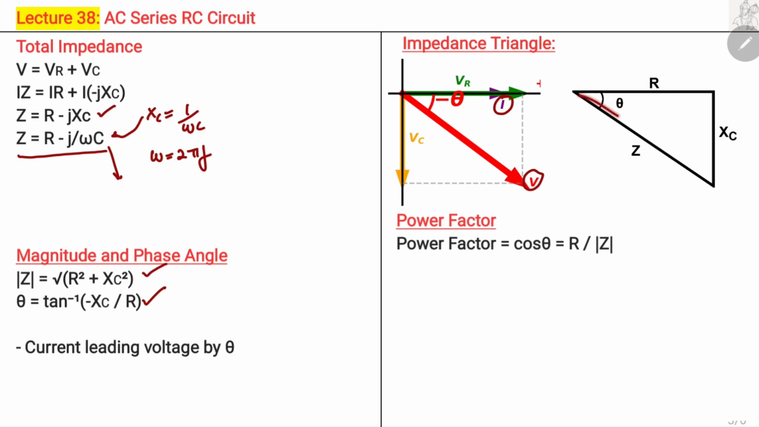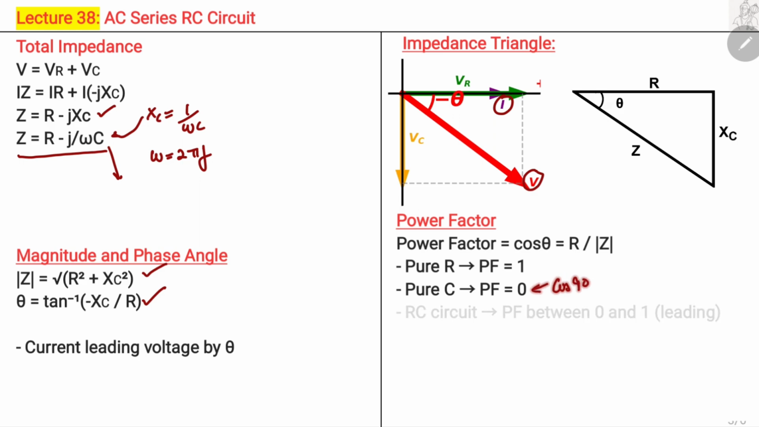If we keep on reducing the value of XC, theta will keep on reducing, and in the extreme case when XC is equal to 0, that means the circuit is purely resistive, theta becomes equal to 0. Therefore, the power factor is cos 0, which comes out to be 1. And if we keep on decreasing the resistance in the same way, theta will keep on increasing, and in the extreme case when the resistance is 0 and the circuit becomes purely capacitive, the power factor becomes cos 90, which is equal to 0.